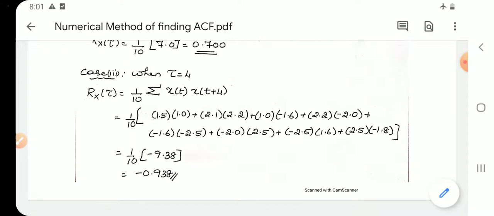This is how we can find the autocorrelation function using the numerical method. So with this, we finish the problems on ACF using the numerical method.